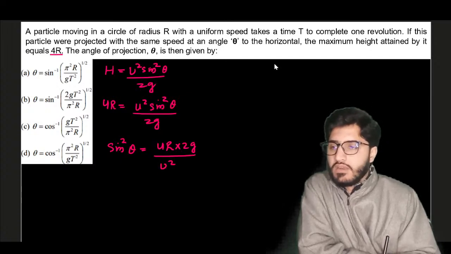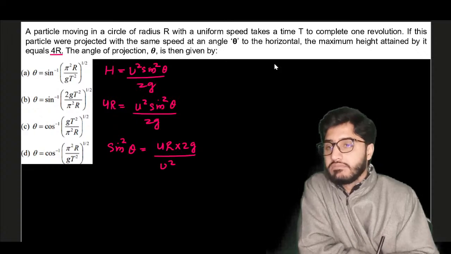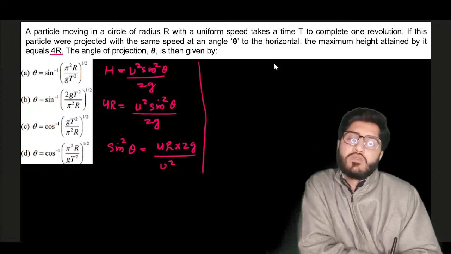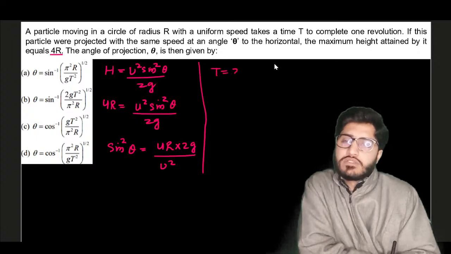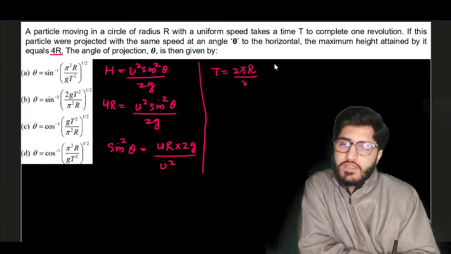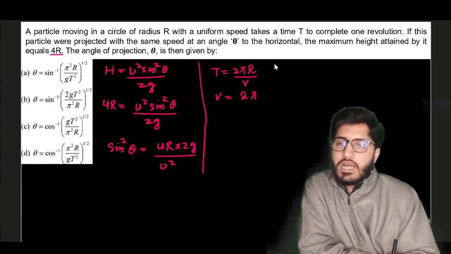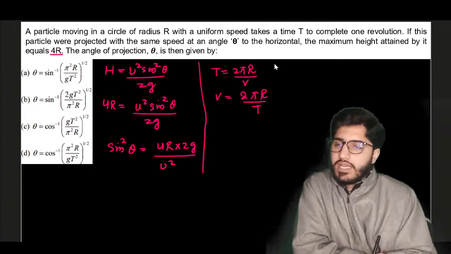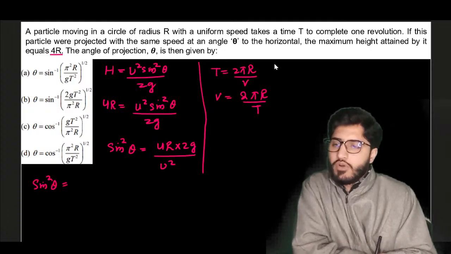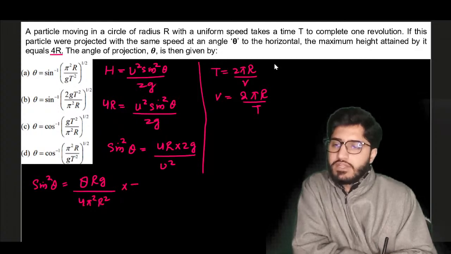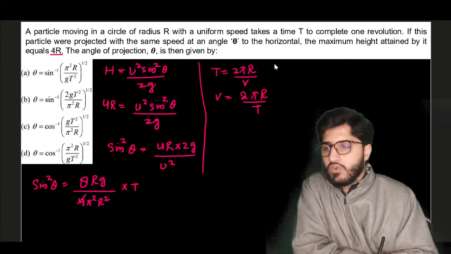Right? But I guess in the option we have pi T. So where from we can get it? What is T? Time period is 2 pi r whole divided by v. So v or u came out to be 2 pi r divided by T. So I can write sine square theta came out to be 8rg whole divided by u square, that is 4 pi square r square divided by T square. So 4 ones are 4, 4 twos are 8, one r cancels out.